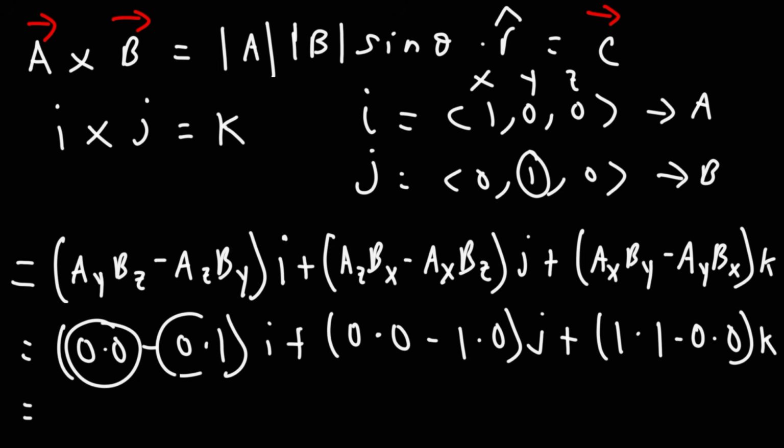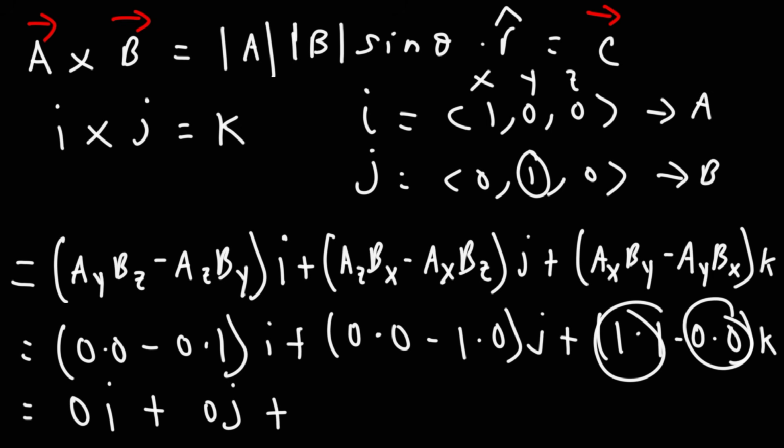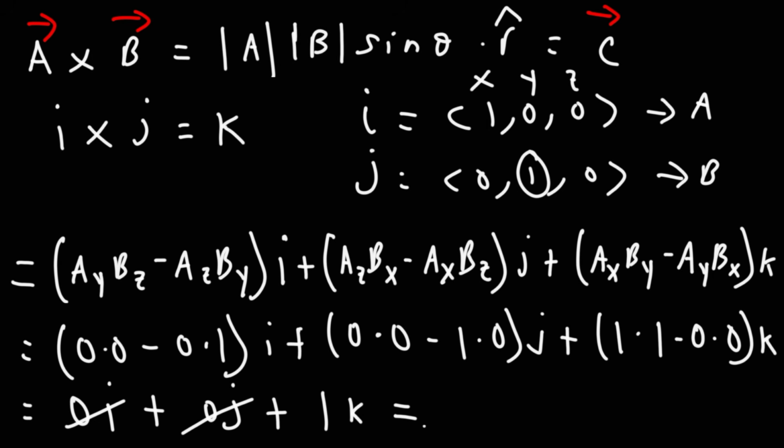So this is 0 minus 0. So we have 0i. Everything here is 0. So that's 0j. Here we have 1 times 1, which is 1, minus 0. So we get 1k. So this is 0. Basically, that's nothing. We end up getting k. So the cross product of i and j is k. And you could use that formula to verify it. So i cross j is k.